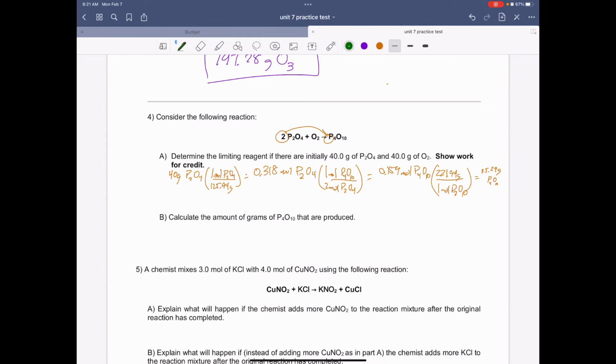Let's do the other one. 40 grams of O2. So oxygen is 16, 2 of them is 32, so 32 grams will be 1 mole of O2. So 40 divided by 32. 40 divided by 32 is 1.25.